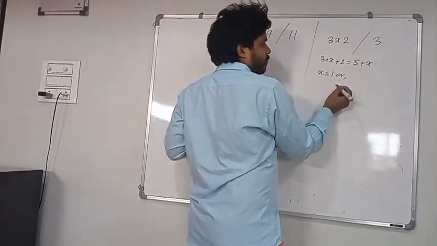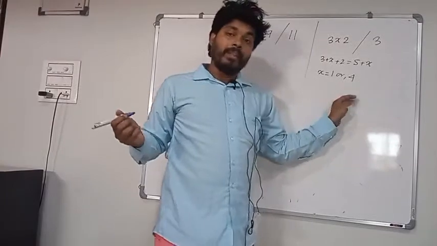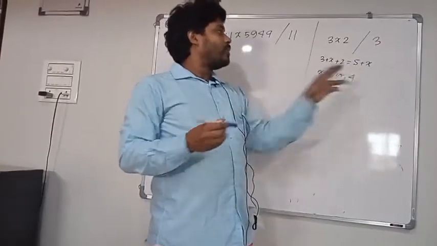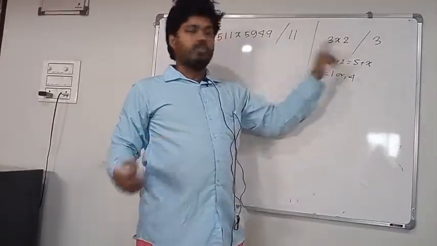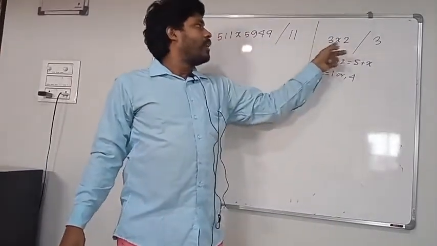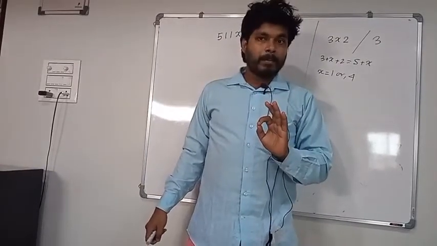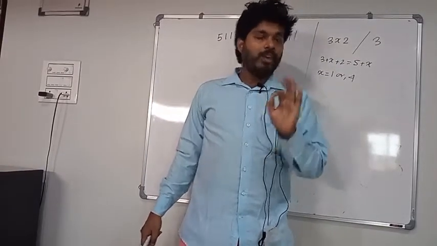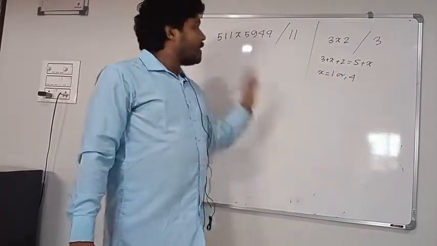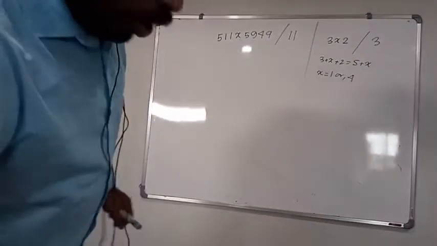Or 4 also. Then 1 or 4 may be the answer, because if this is 1, then 3 plus 1 plus 2 is 6. This 6 is divisible by 3. Again if this is 4, then 3, 4 and 2, this is also divisible by 3. So what will be the answer? 1 and 4.